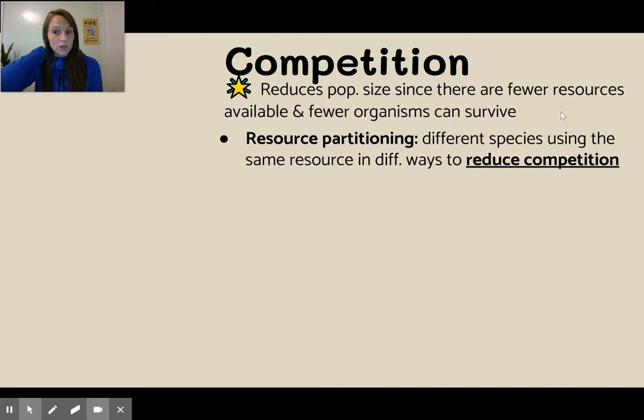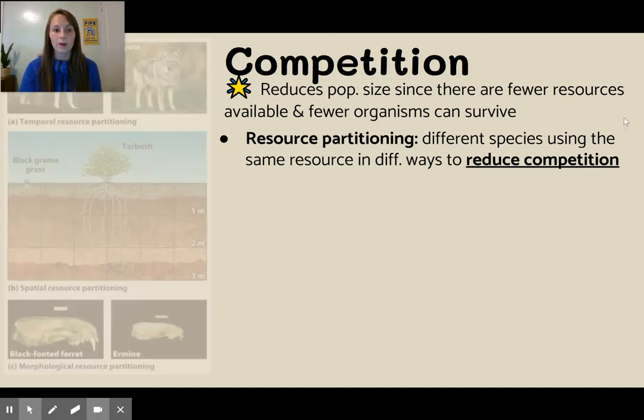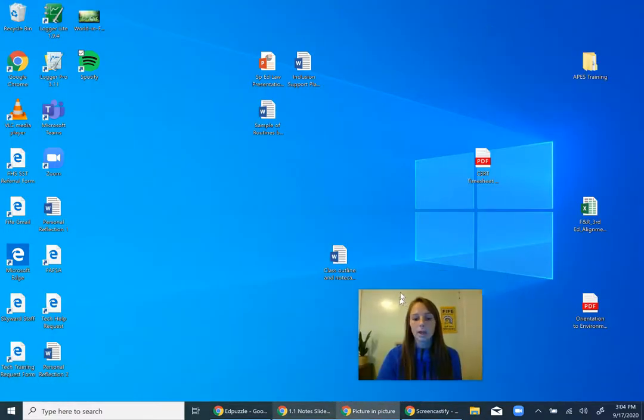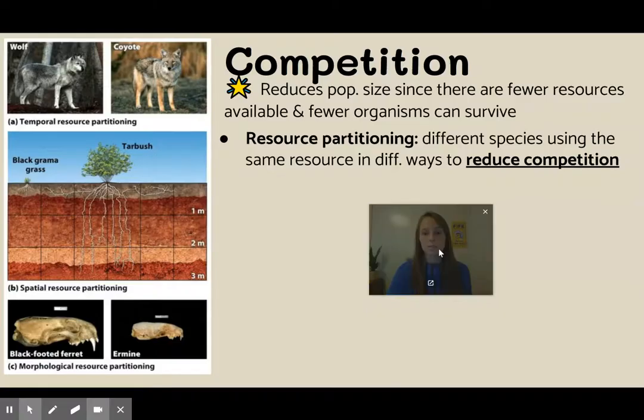Now, with competition, there's actually something called resource partitioning, and this is where different species use the same resource in different ways, and this decreases competition, which is ultimately good for both species. So resource partitioning is going to be a great benefit for both of them, because they've found their own specific little niche in how they can have less competition with other organisms there. So we've got a few examples of this.